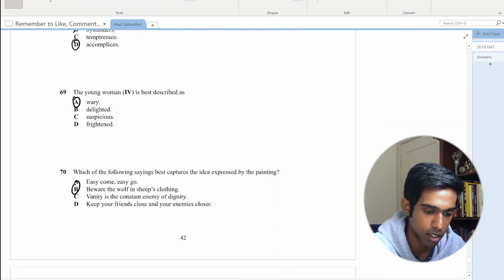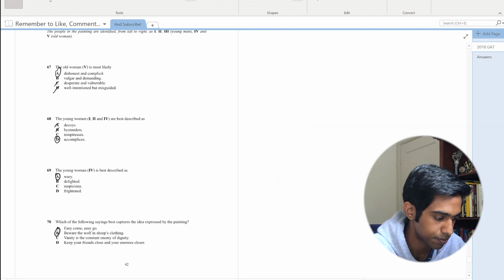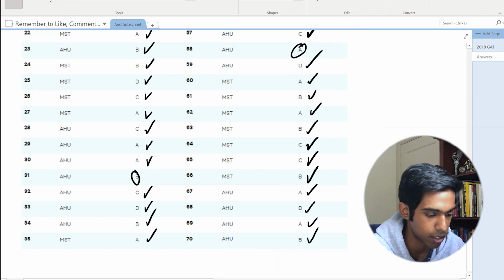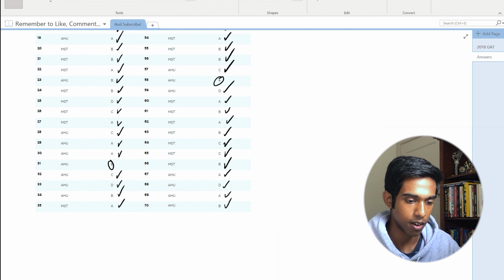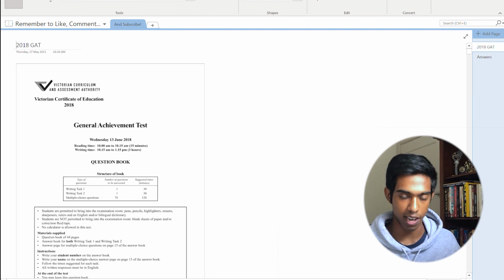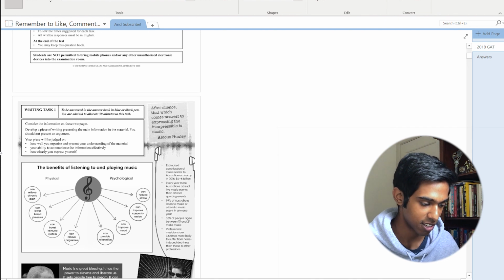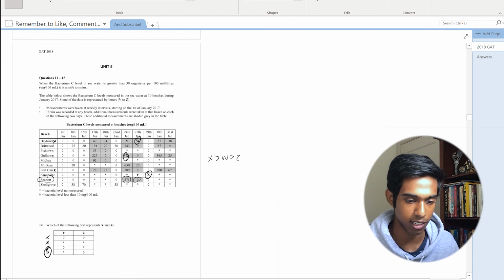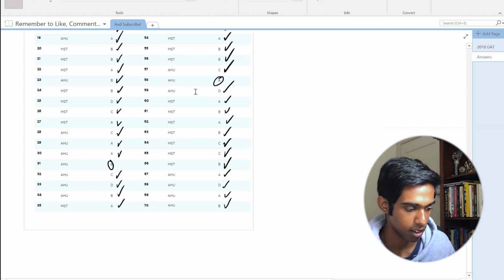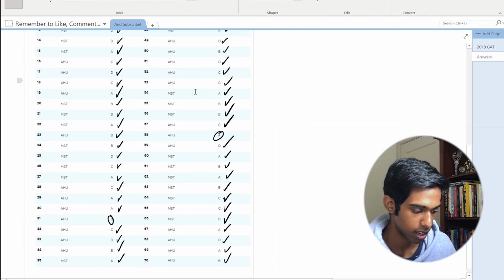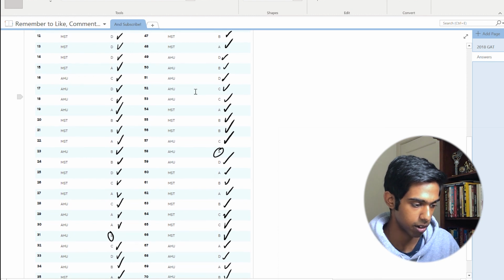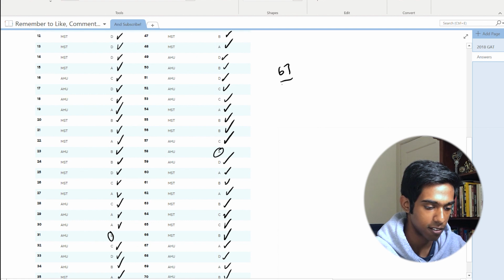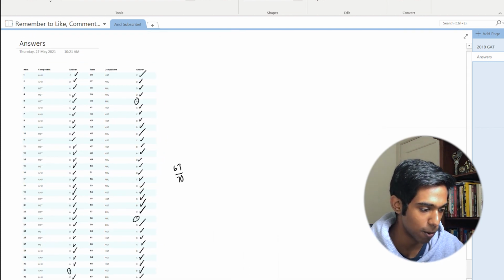So we'll have a look at the answers for this last page. A, D, A, B. Got A, D, A, B. So that's the end of the GAT, the 2018 GAT. I hope you guys found me doing this whole thing helpful. I did make a few mistakes here and there. We can just calculate what I got in the end. There's 70 questions and I got 3 wrong. So 67 out of 70. It's not too shabby at all.